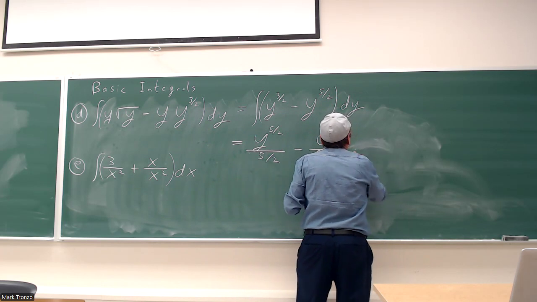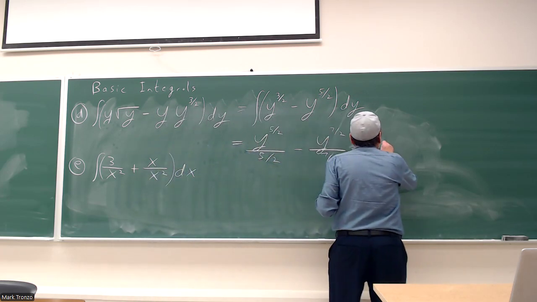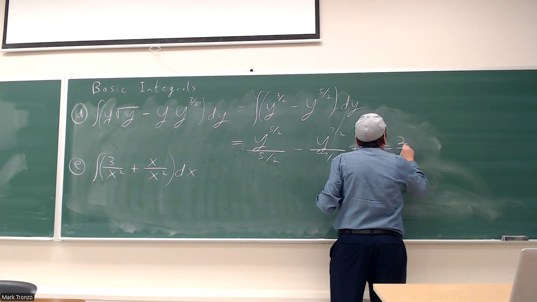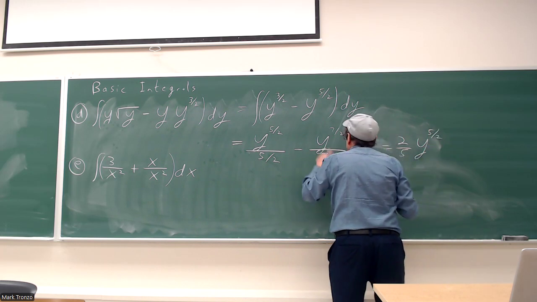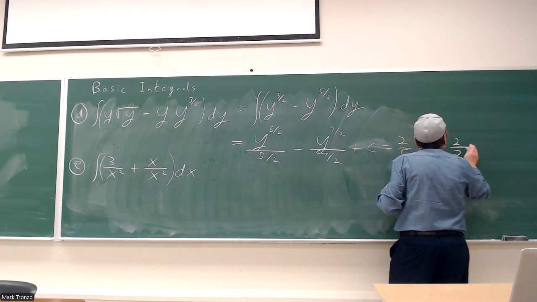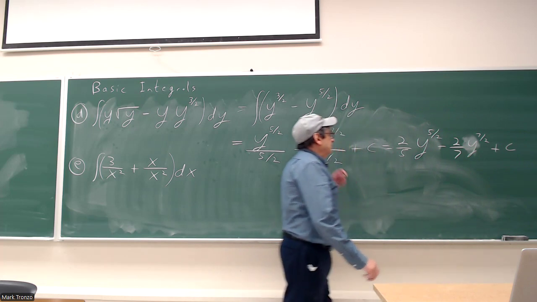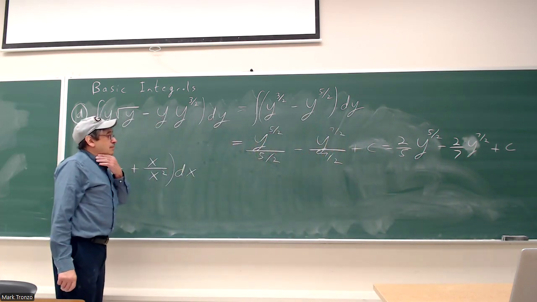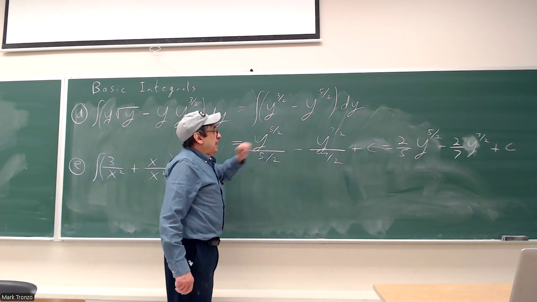Now I should have a spot for C here. And then again, if we bring this up, this is going to be 2/5 y to the 5/2, minus 2/7 y to the 7/2, plus C, like this. Again, all I did was take the reciprocal of this and of this.